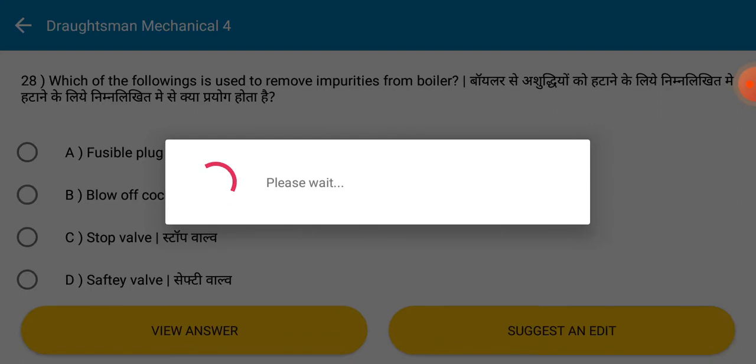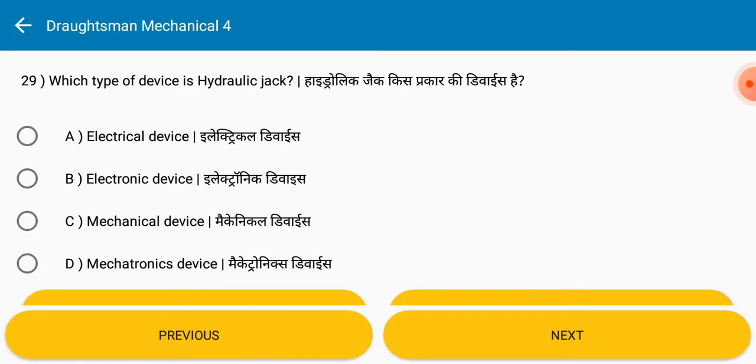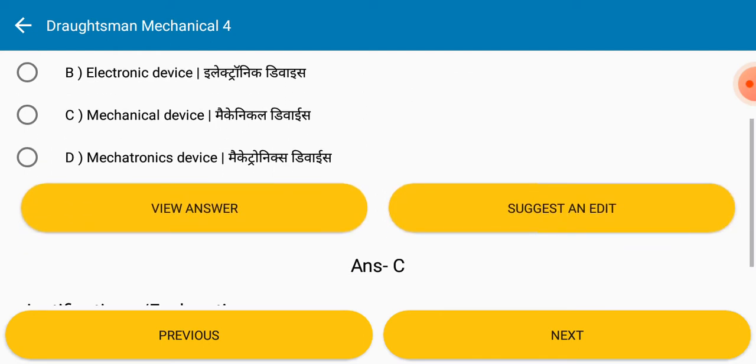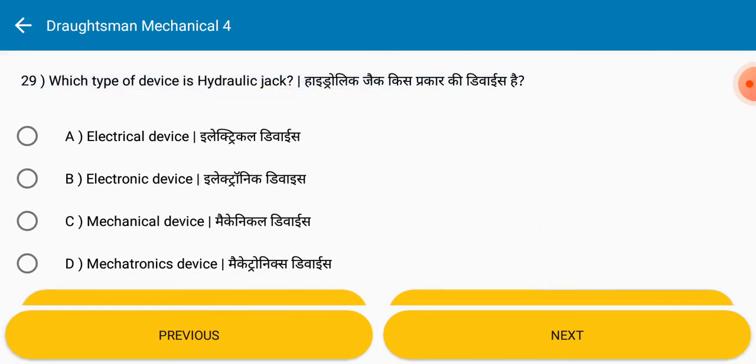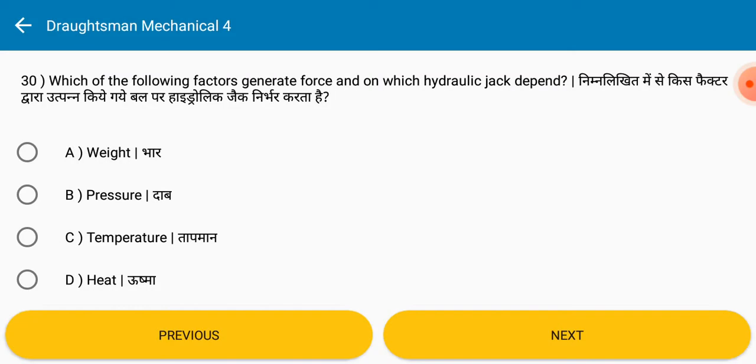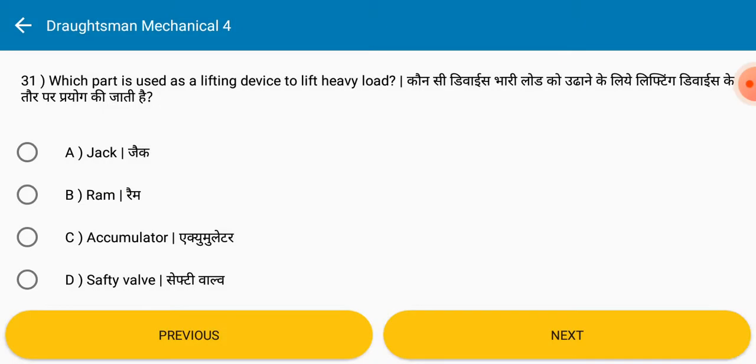Next question. Which type of device is hydraulic jack? Option number C is the right answer. Mechanical device is the hydraulic jack. Next question. Which of the following factors generate force and on which hydraulic jack depends? Option number B is the right answer. Pressure.